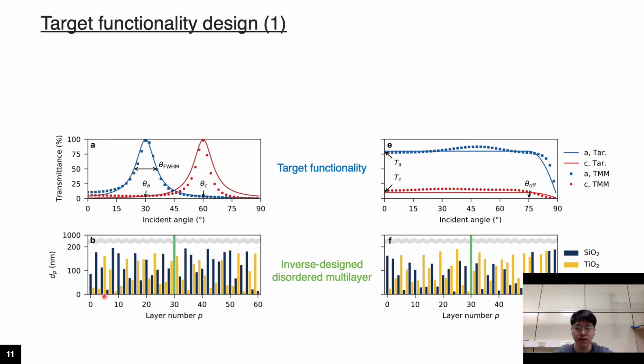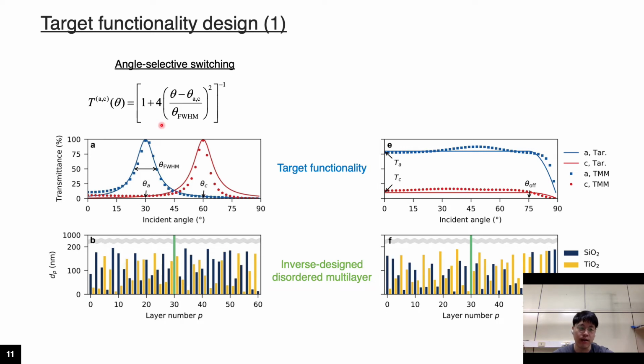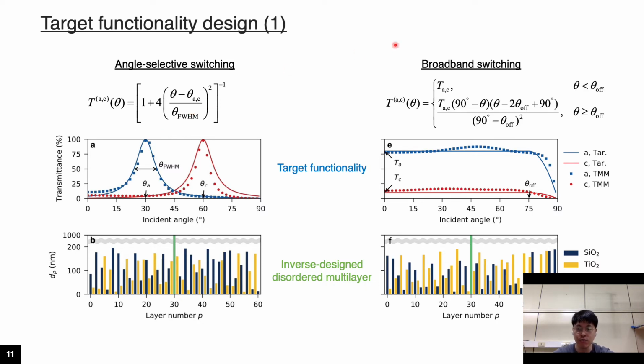These are two examples for the inverse design of optical functional devices. The first one is an angle selective switching device with target responses defined by Lorentzian shapes with different center angles. And the second one is a broadband switching device with almost flat target responses except near 90 degrees. Of course, lines and symbols here are also well matched.